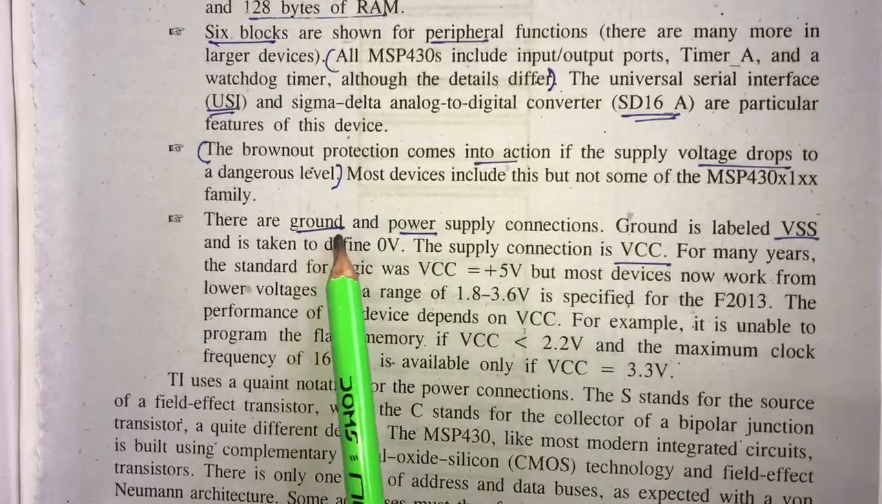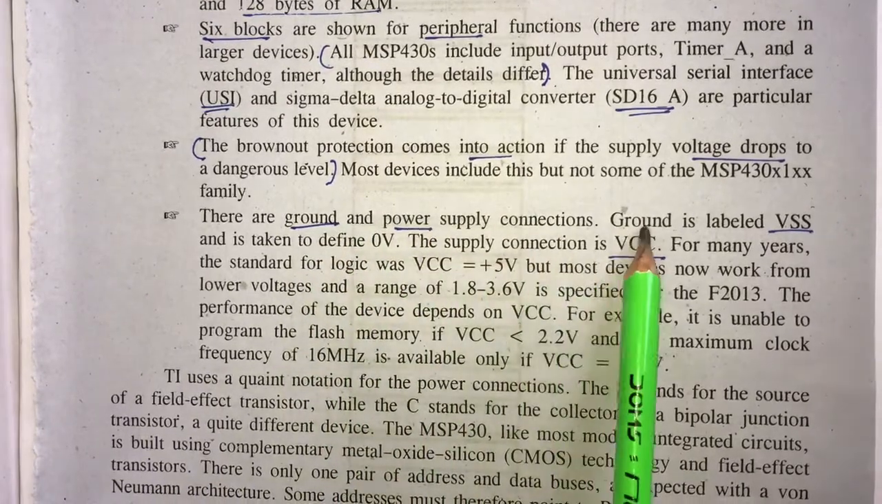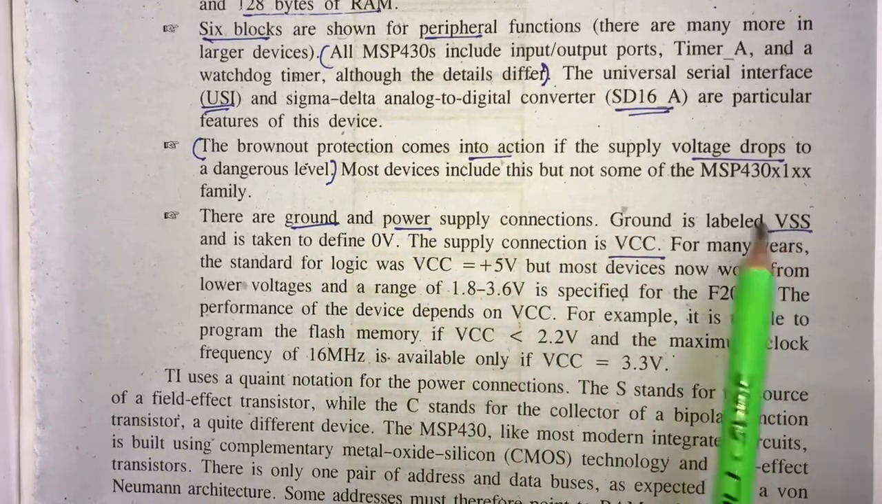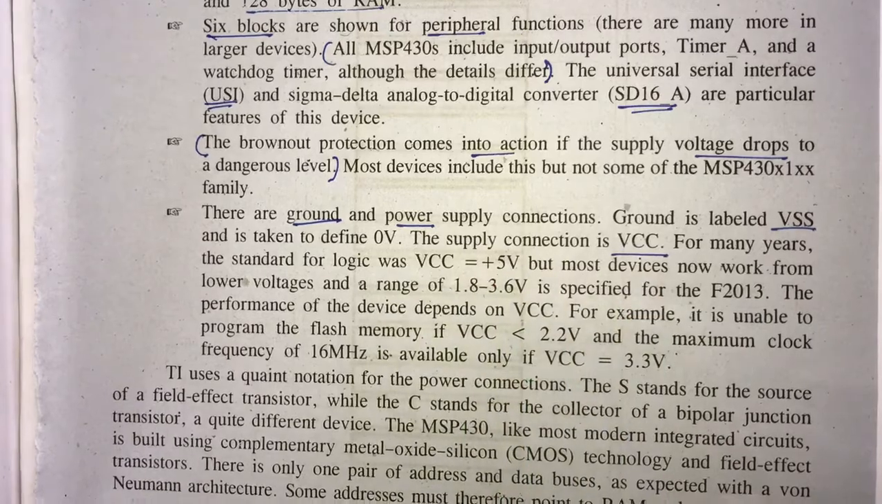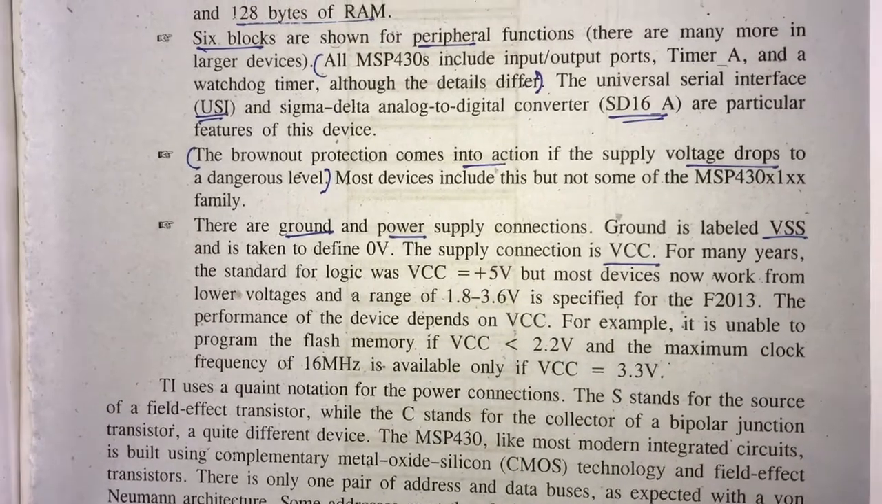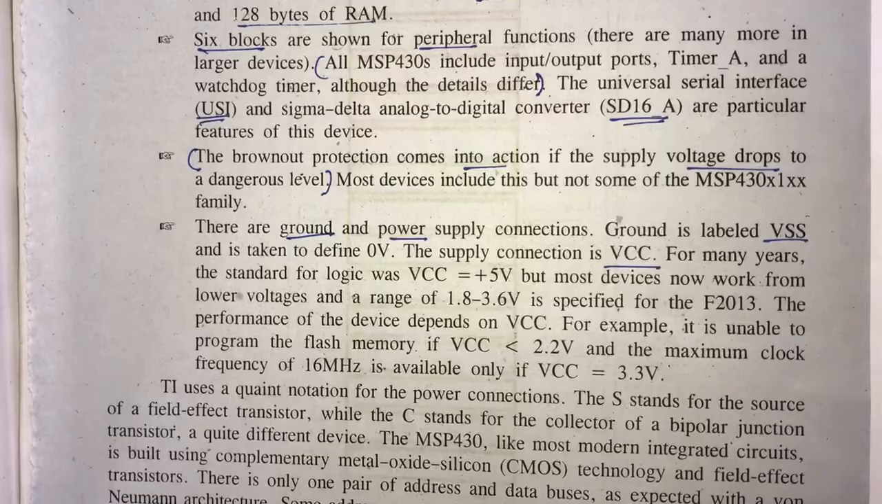And here we have ground and power supply connections. Ground we call VSS and supply voltage we call VCC. So these are some of the important aspects of the functional block diagram of MSP 430.